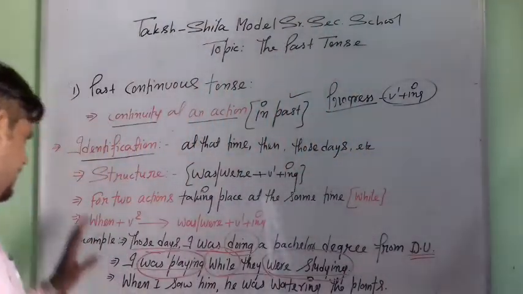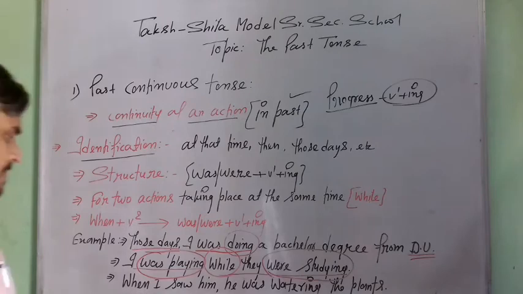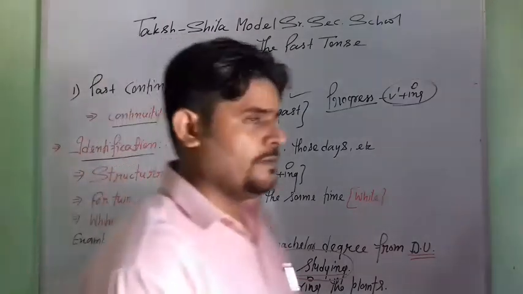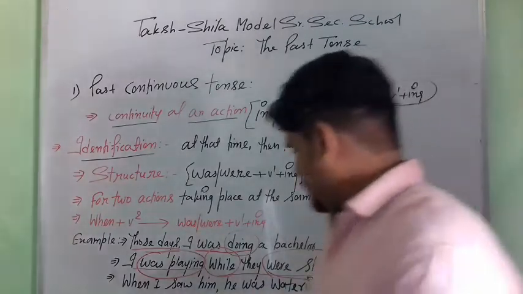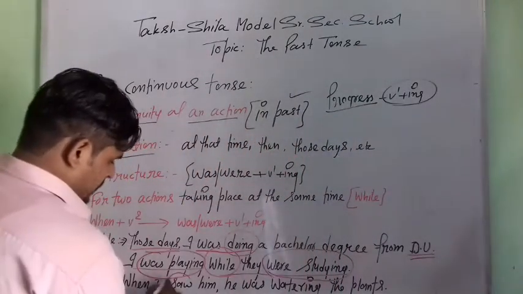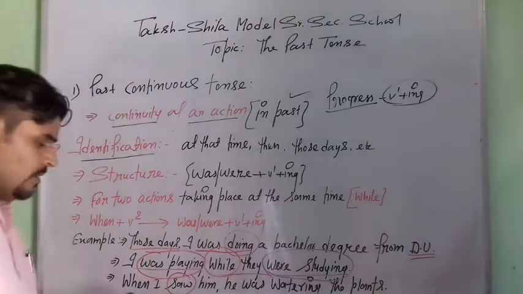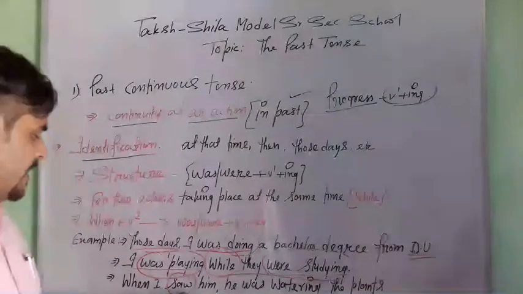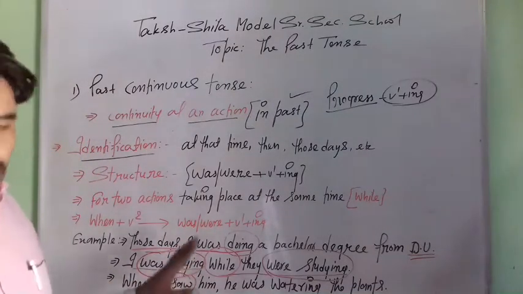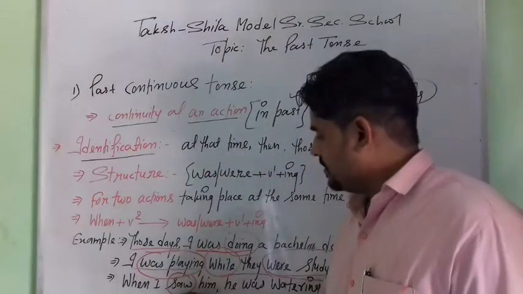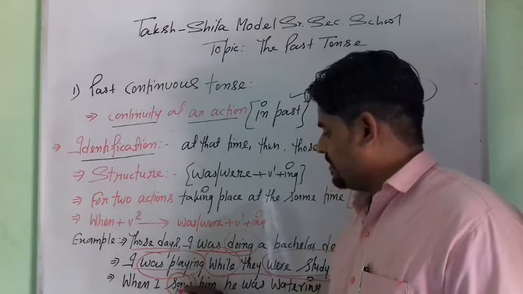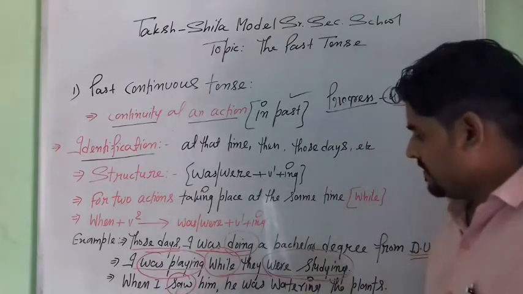So here we have the third point. Third example, when I saw him, he was watering the plants. Now there are two actions taking place in this sentence. The first action is saw, means see. So my action of seeing is now over, complete in the past. So I used what? Second form. An action that completed in the past, we use what? Past indefinite tense, second form. So this is past indefinite tense.